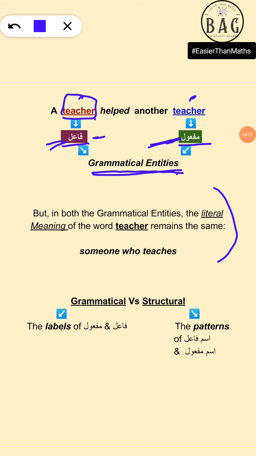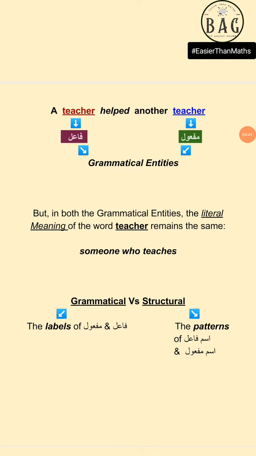Okay, so what have I written here? That in both the grammatical entities, the literal meaning of the word teacher remains the same. Okay, so we have the word teacher, which means somebody who teaches, right? Over here as well and over here as well. But that same word that has the literal meaning of, quote unquote, someone who teaches has been used in two different ways, bearing two different grammatical labels.